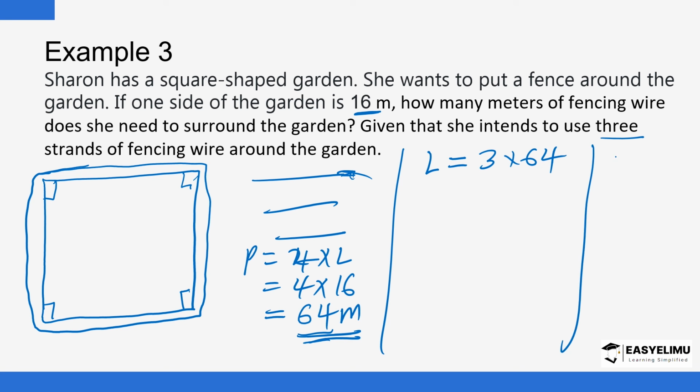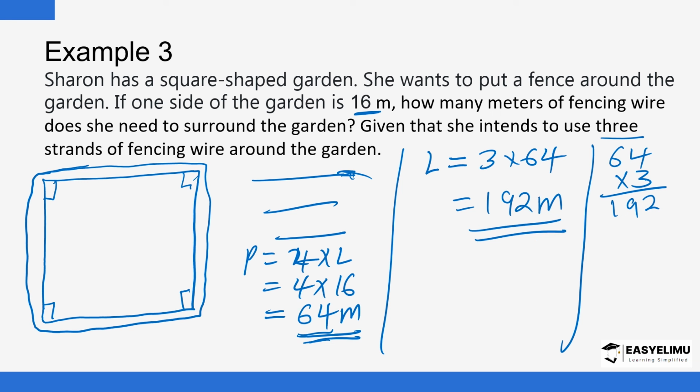3 by 64. So 64 by 3. So 3 times 4 is 12, 2 carry 1. 3 by 6 is 18 plus 1 is 19. So this is going to be 192 meters. If you have to use 3 strands of the fencing wire, then the length of the wire required must be 192 meters in length.